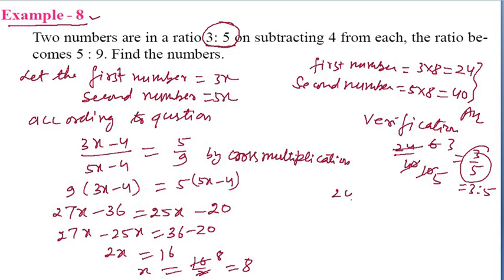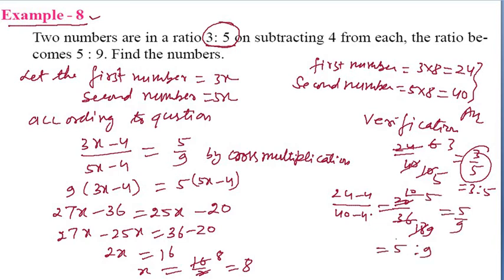And now come to subtracting 4 from it. That is 24 minus 4 and here is 40 minus 4. So it becomes 20 and it is 36. Now 2 10s, and here 2 18s, and 2 9s, and 2 5s. So it becomes 5 on 9. That means 5 is to 9, and which is given here 5 is to 9. So your answer is verified. So you can do very well.